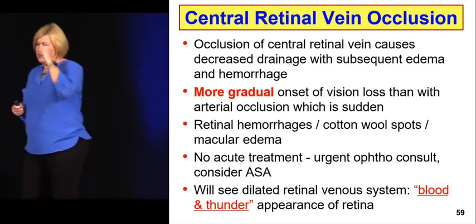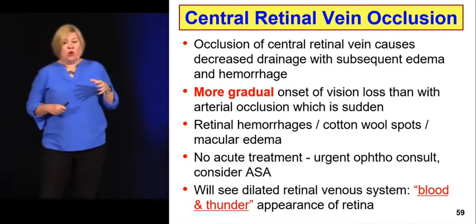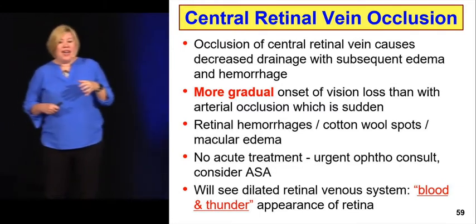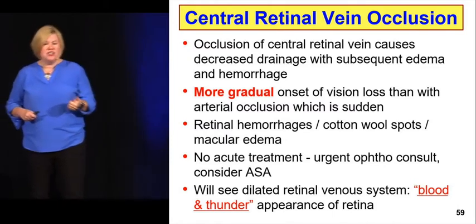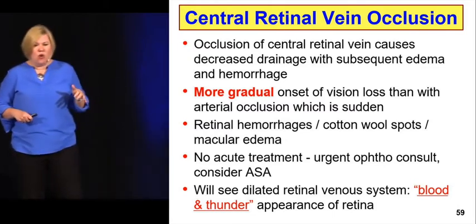Now we've got the other scenario. The vein is occluded. So it's a more gradual onset of vision loss. And when you look in the back of that eye, it's going to look a lot different. You're going to see retinal hemorrhages. You're going to see macular edema. It's going to look quite different.